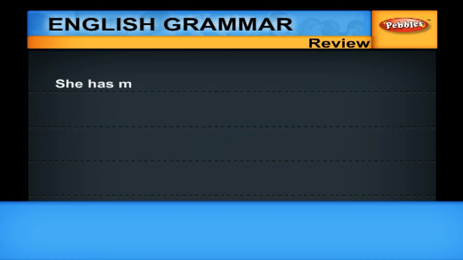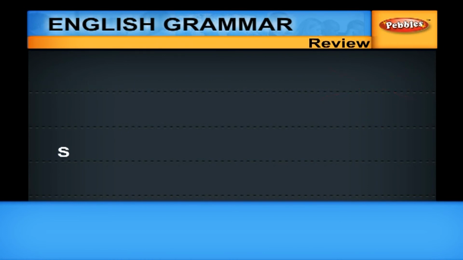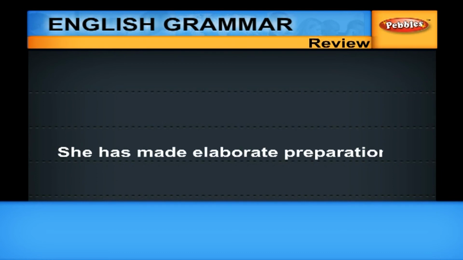She has made elaborate preparations yesterday. Again, it is wrong. You have yesterday. That means that you have to use only past form of the verb, which we will study later. You can't use present perfect in this context. She has made elaborate preparations.